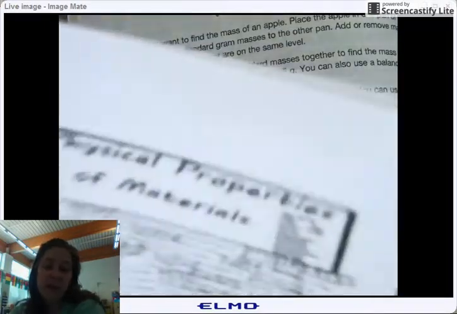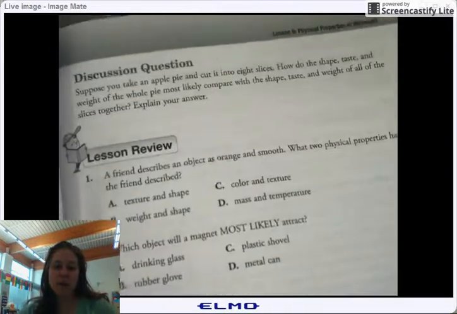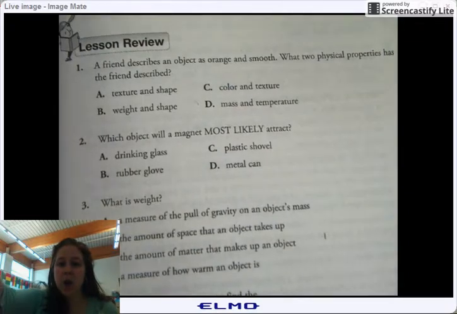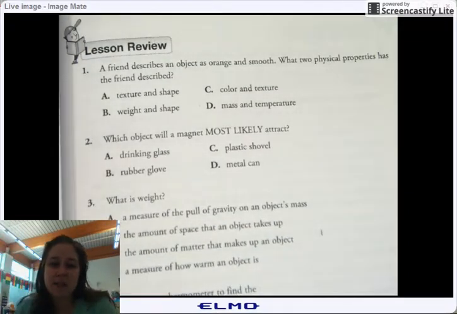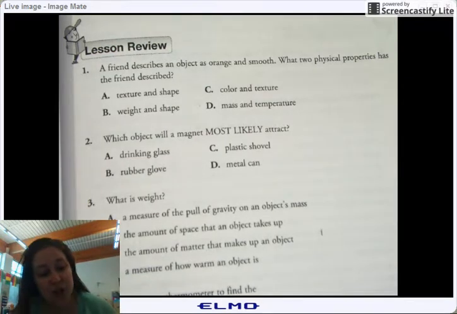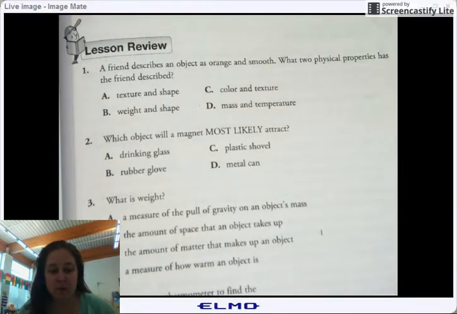And we're going to be looking at our review questions that you're going to be putting down here. Number 1, a friend describes an object as orange and smooth. What 2 physical properties has the friend described? Texture and shape, weight and shape, color and texture, or mass and temperature. Orange and smooth, think about what those 2 properties are.